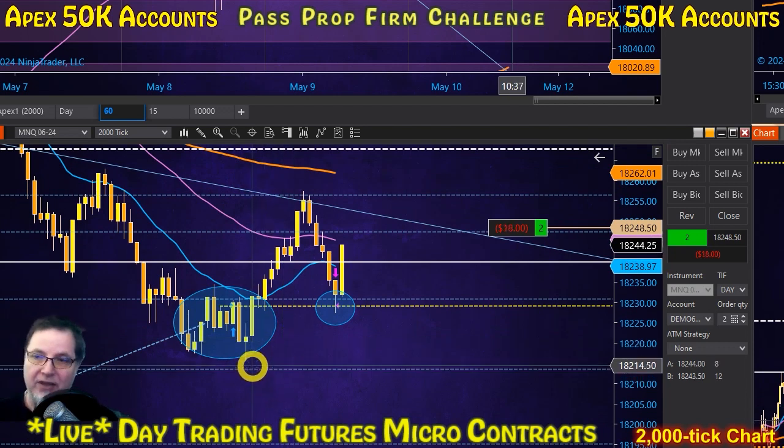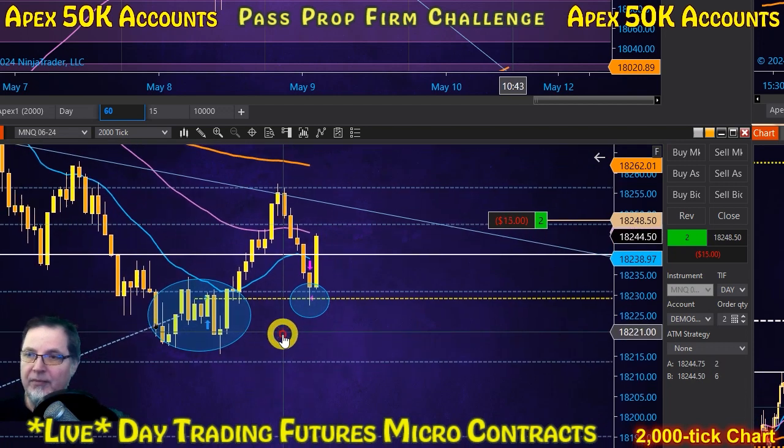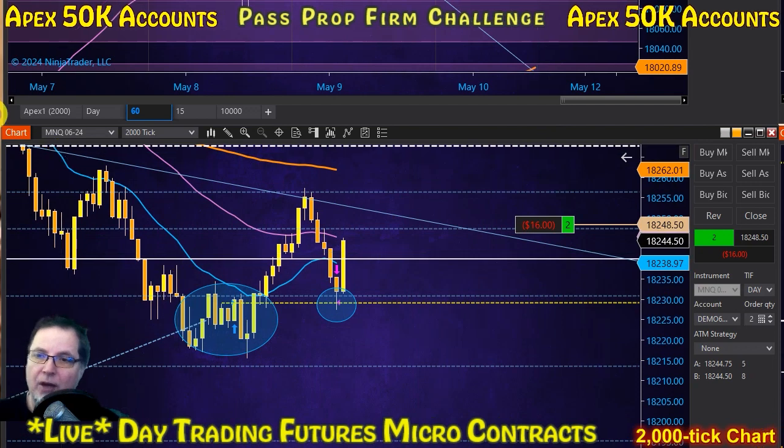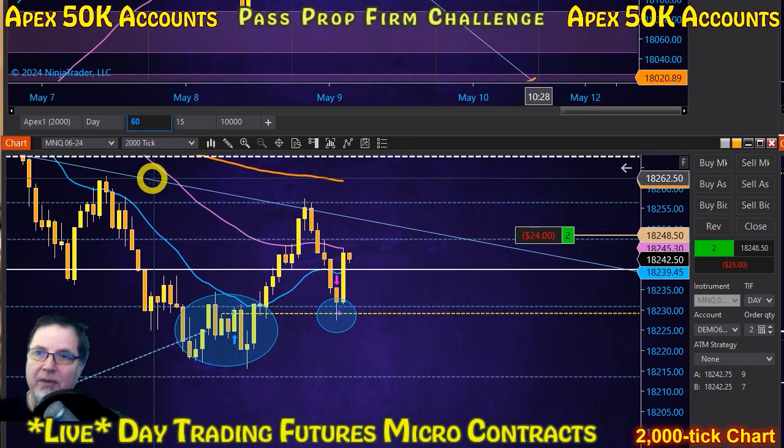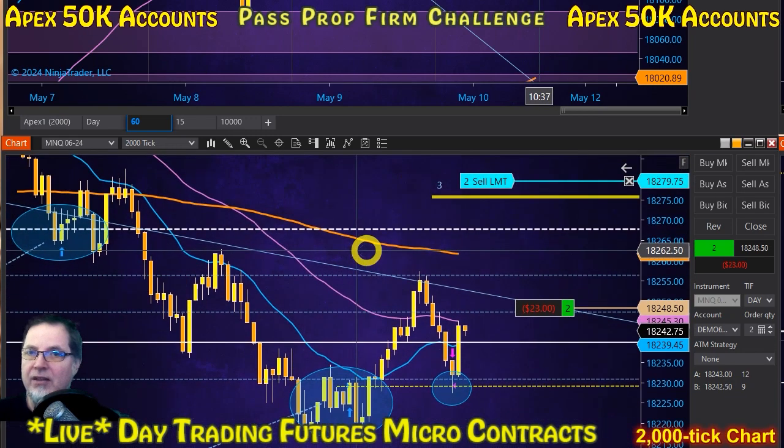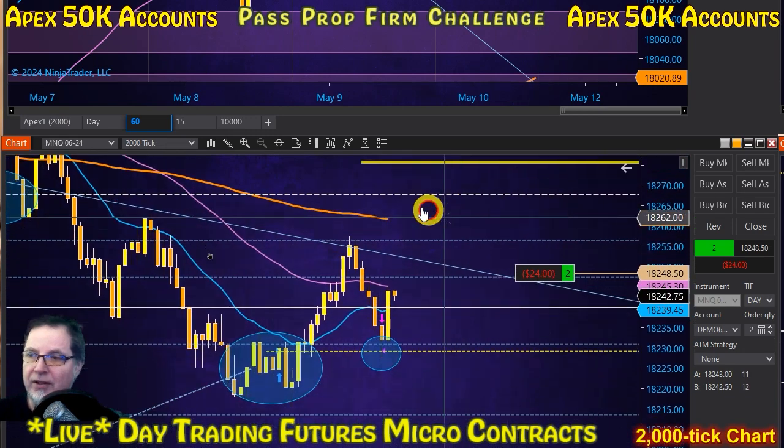I could have had my stop underneath the low of that, and I probably should have. A couple of things I should have done. I should have taken what I could get out of it when it got up here to this trend line that was coming down. I really didn't think that was going to be a resistance area.